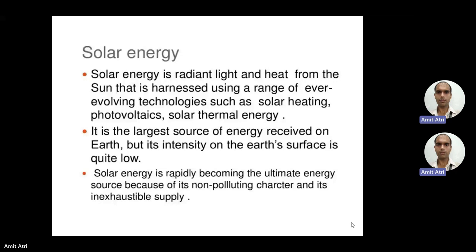In the sun, there is an enormous nuclear fusion reaction which converts hydrogen into helium at the rate of 4 million tons per second. So the source of energy is the nuclear fusion reaction. Now, the sun radiates energy by virtue of its high surface temperature. So how much temperature? It is approximately 5,772 Kelvin.